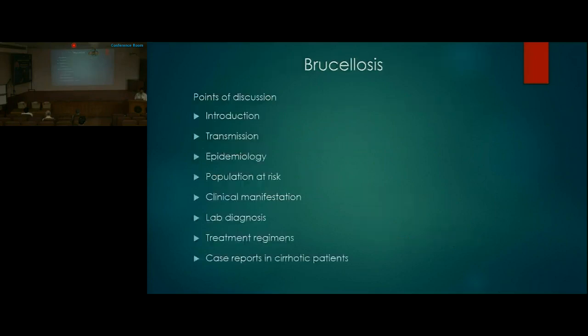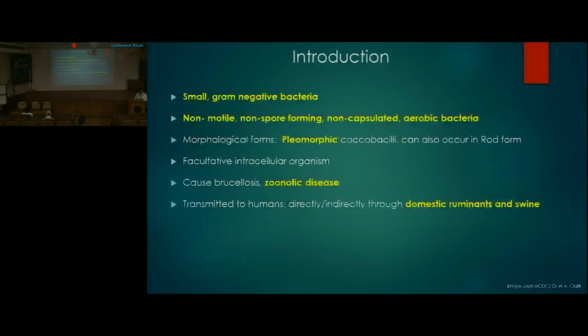So coming to brucellosis, the points of discussion will be introduction to brucellosis, transmission, epidemiology, population at risk, clinical manifestation, lab diagnosis, treatment regimen, and a few case reports of brucellosis in cirrhotic patients. Brucella is a small gram-negative bacterium, non-motile, non-spore forming, non-capsulated, aerobic, pleomorphic, mostly occurring in coccobacilli form but can also occur in rod forms.